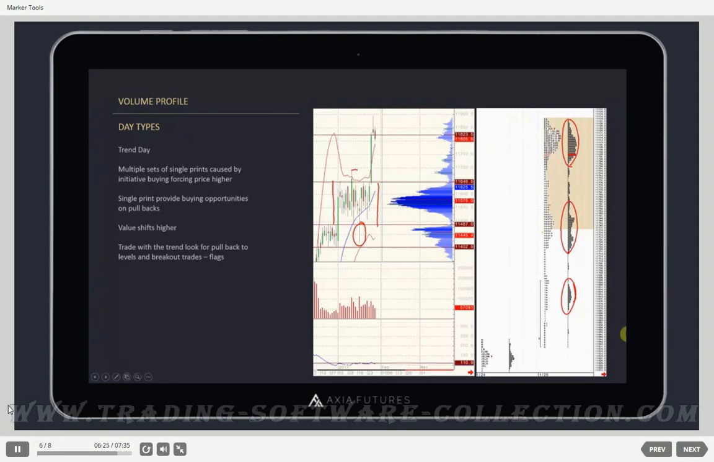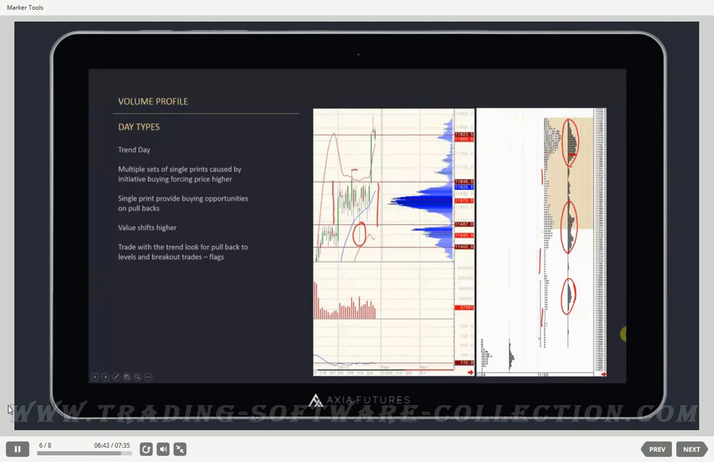You get multiple single prints and this continued bid in the market. So a bit like a P-shaped day, you are going to want to be looking at more breakout type trades, and you're also going to be wanting to look at trend-based trades.